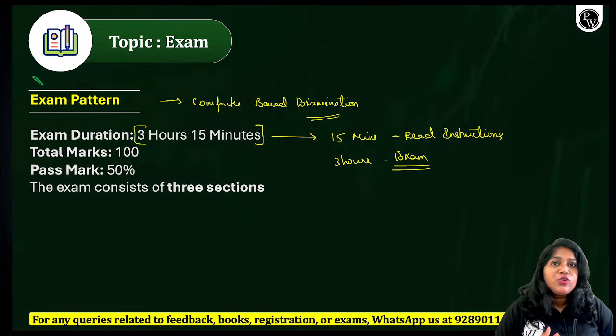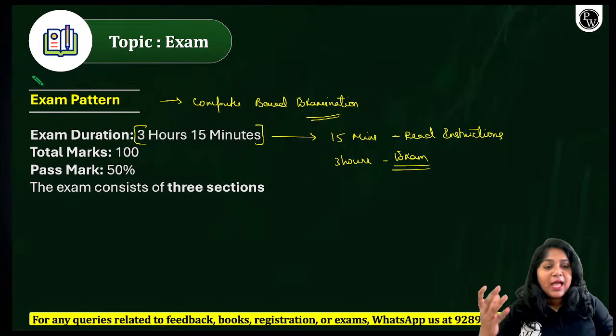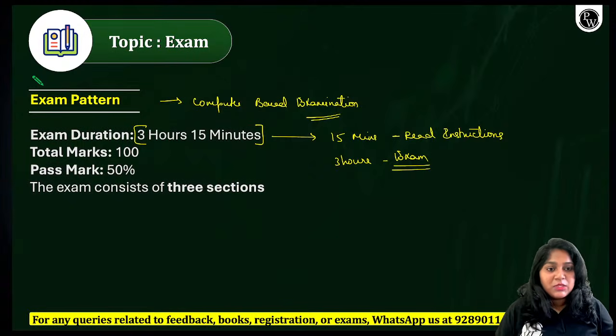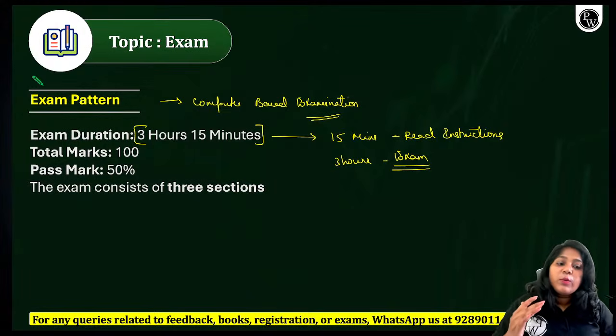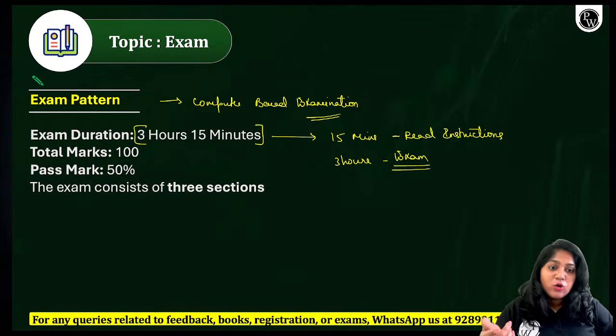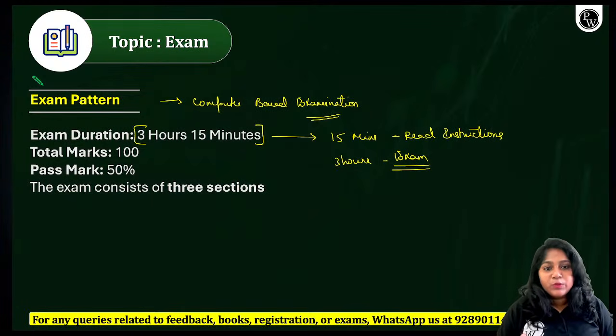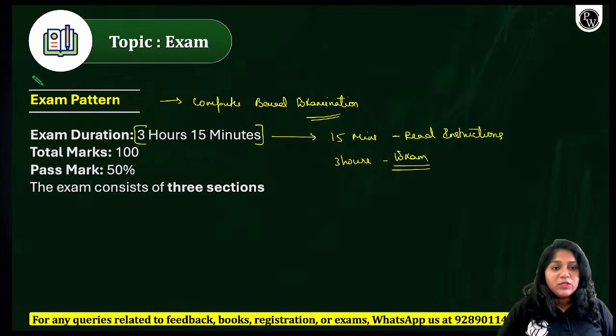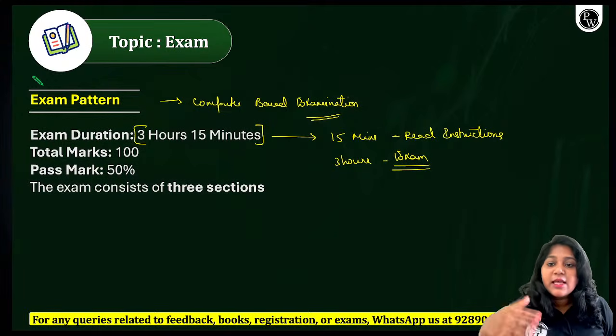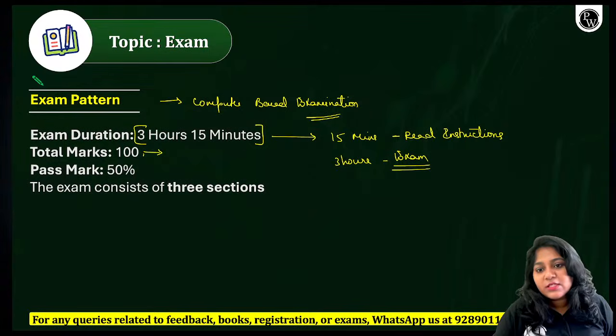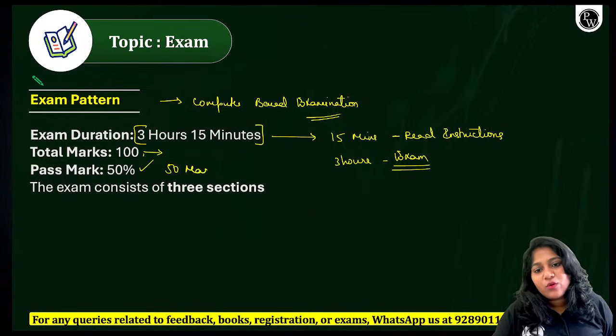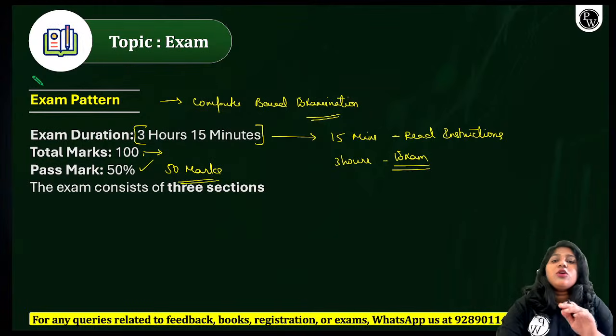Do you think they will adjust the extra 5 minutes you saved in reading instructions to your exam? No. The moment you're done reading, that will close automatically and the exam timer will start, which is a pure 180 minutes, that is 3 hours. Second, the total marks is 100, wherein you have to pass only 50%. You score 50 marks and you are good to go.